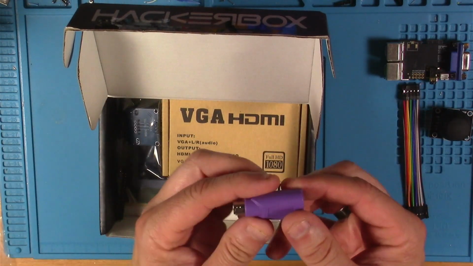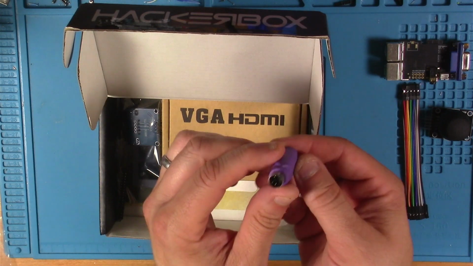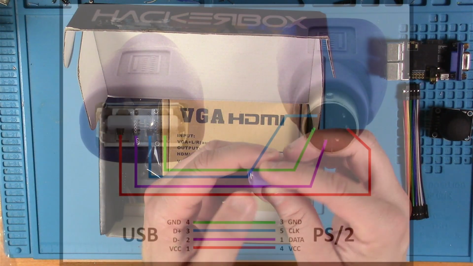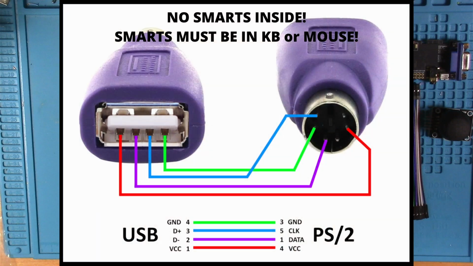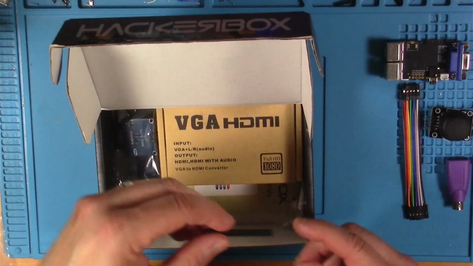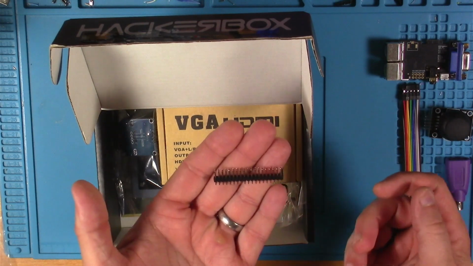This is a USB to PS2 adapter. It has an icon of a keyboard on it, but it will also work for a mouse. But please note, this is a physical adapter only. The USB keyboard or mouse that you're using has to be compatible to do PS2 for this to work. And here we have some dual row male headers.